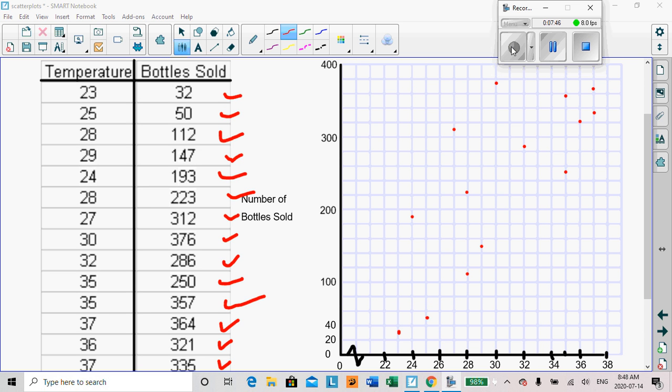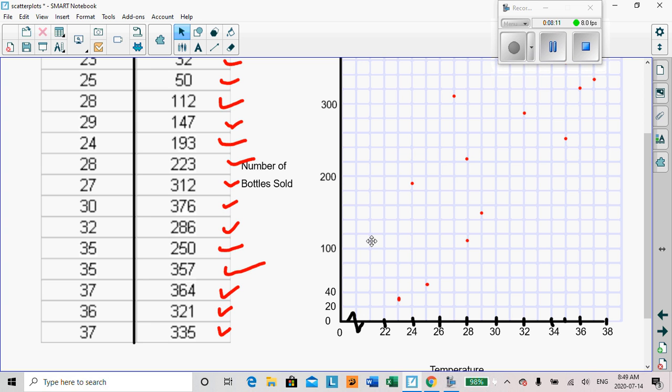Here's my completed scatter plot. And I don't have to connect my dots. I just leave them here. And so the people that are looking at this to make decisions will say, oh, look at that. As the temperature goes higher, the number of bottles of water sold gets higher, which we would expect to happen, right?